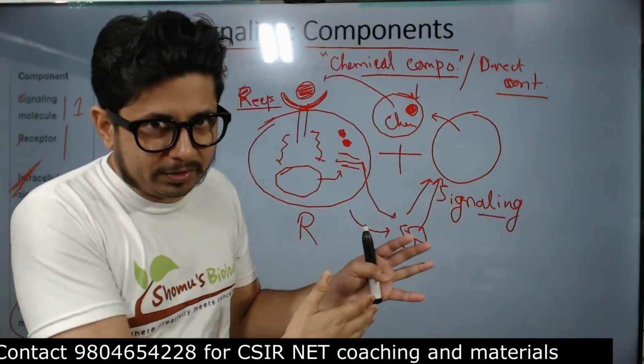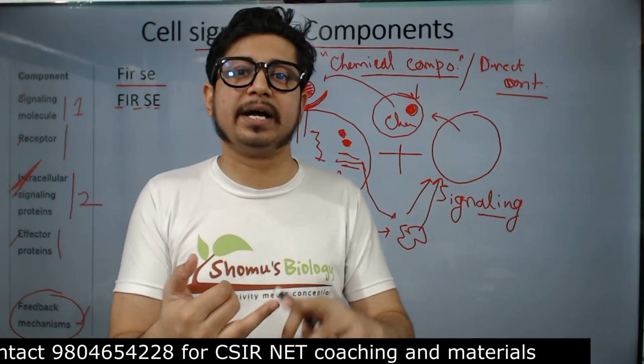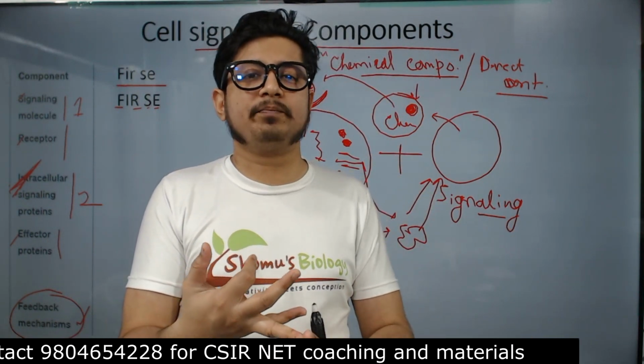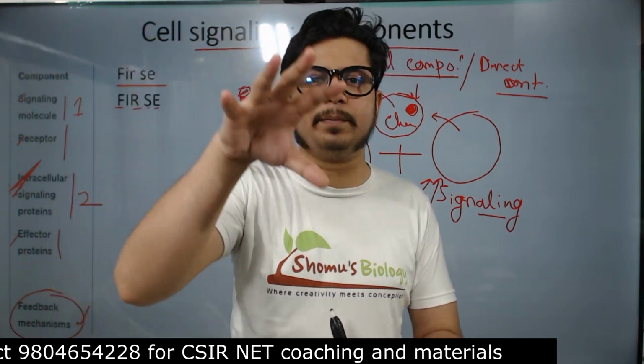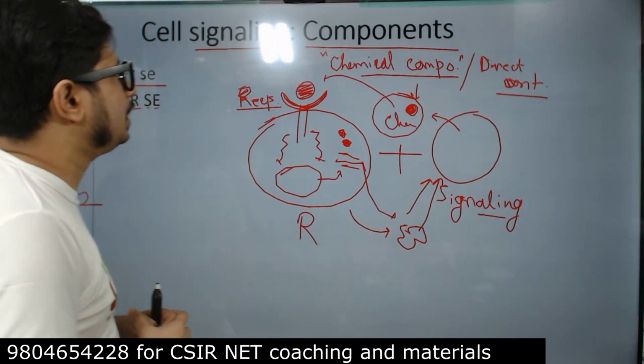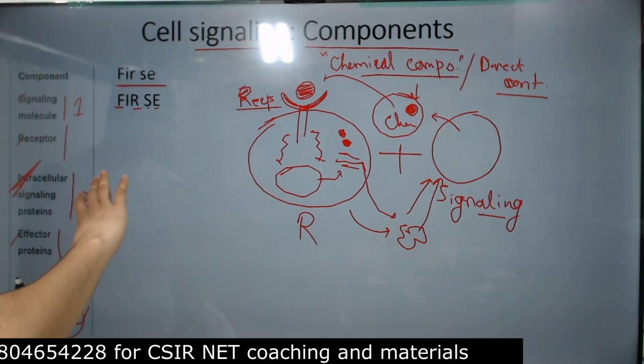But in the case of hormone regulation, particularly the regulation of ACTH (adrenocorticotropic hormone), thyroid stimulating hormone, and follicle stimulating hormone, for all these hormones the negative feedback mechanism is always acting. Okay? So remember, Firse, cell signaling components clear.